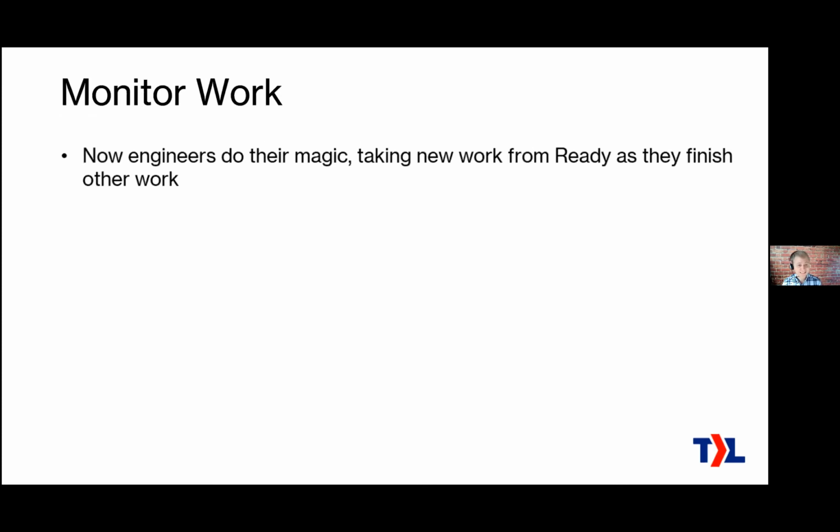Okay, so now we get to the last stage of the cycle, and that is to monitor the work. Now the engineers are working. They're taking work from the ready column. When they finish something and are ready to take on new work, they look at the top position in their own swim lane, pull that over to a new column in their Kanban board, work on that until they're done, and then take the next.